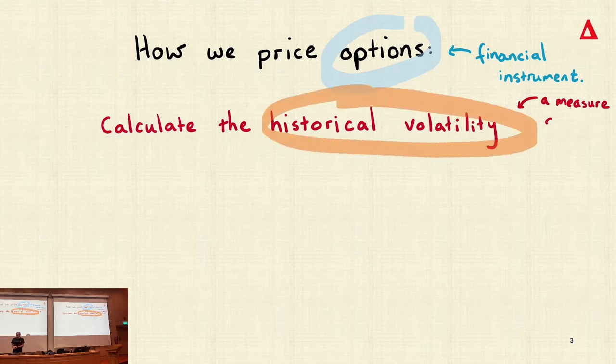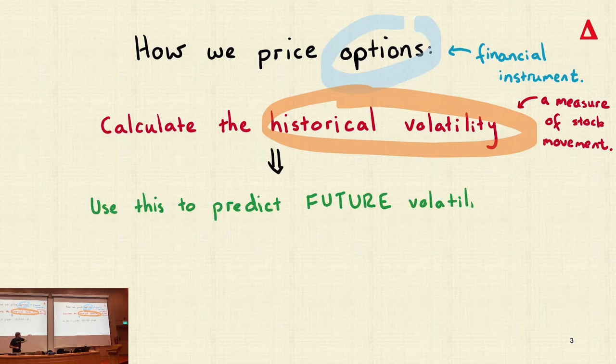So let's say that you ask me to price some options. Well, those options will depend on some stock. And what I need to do is I need to predict the future. I need to come up with an estimate for how volatile that stock is going to be in the future. So first of all, I look at how volatile it's been in the past. I calculate the historical volatility, and I use that to predict the future. Pretty standard approach. Look what's happened. Use that to predict what comes next.